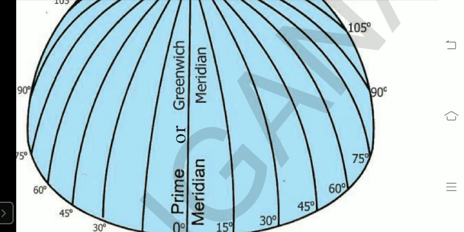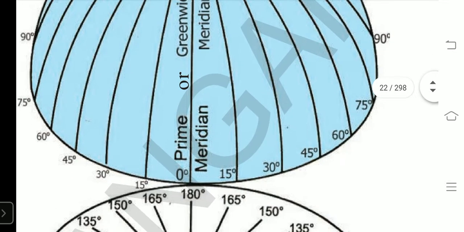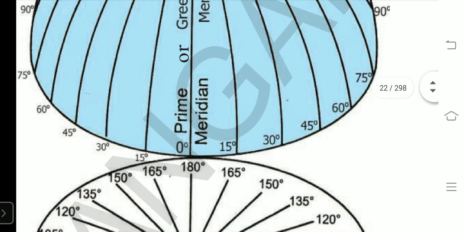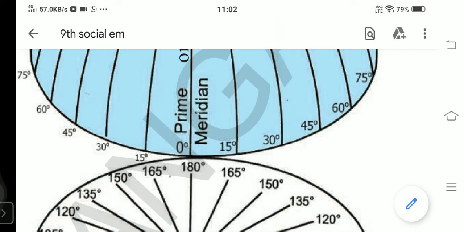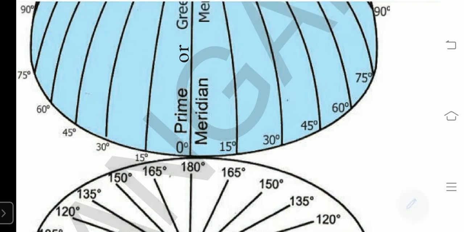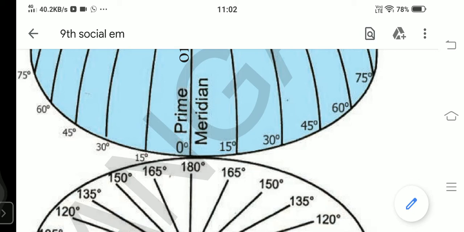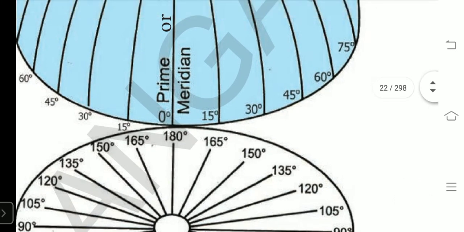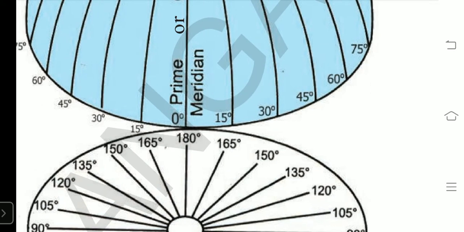As it is rotating from west to east, when it is 12, it will be 11 o'clock morning on 15 degrees west longitude. On 15 degrees east longitude, it is 1 p.m. So going to west, we have to subtract the time. Going to east, we have to add the time. So in that way, we'll calculate the time instantly.